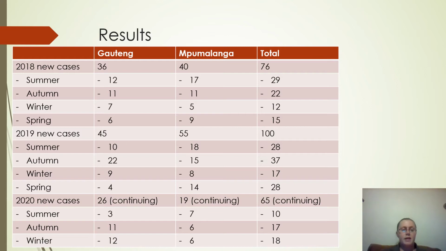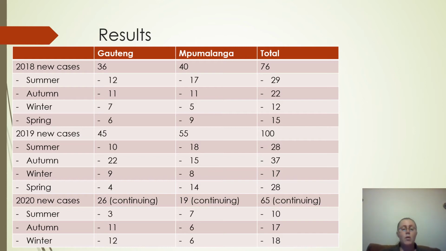With the results came a large amount of new cases that have been seen in Gauteng and in Mpumalanga. 76 cases were reported by different vets in these two provinces, where 36 occurred in Gauteng and 14 in Mpumalanga. In 2019, there was an increase up to 100 total cases in Gauteng and Mpumalanga, from 45 in Gauteng to 55 in Mpumalanga.